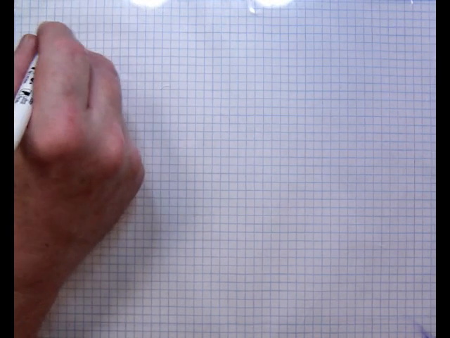Okay. This is Chapter 17 in the lecture outline, solubility product equilibrium.